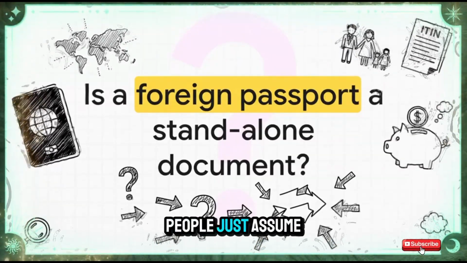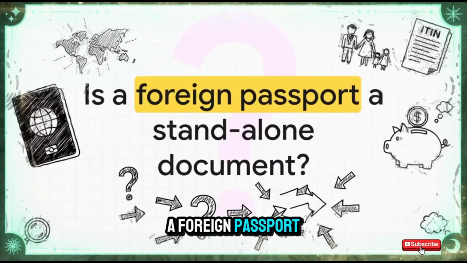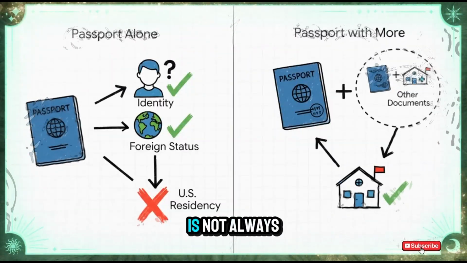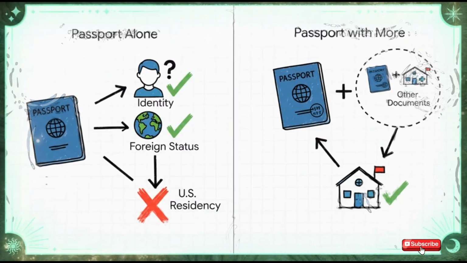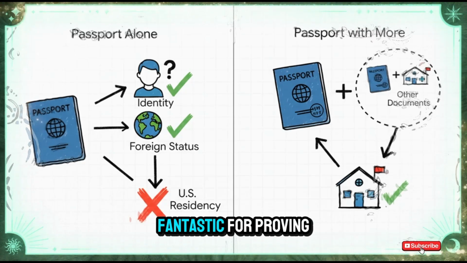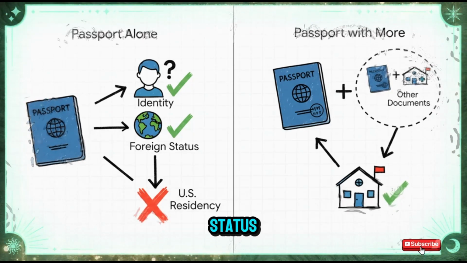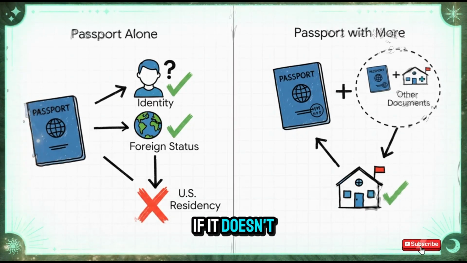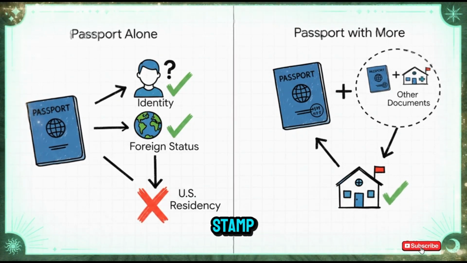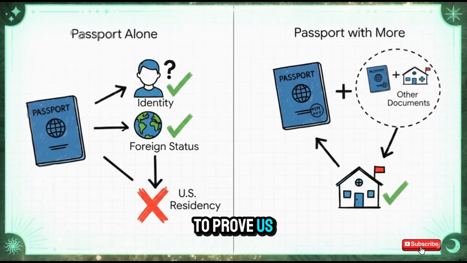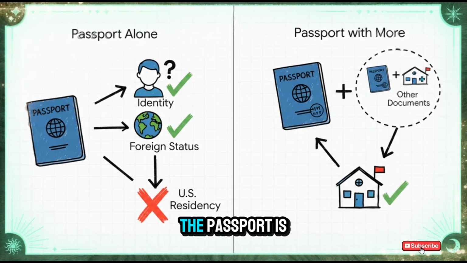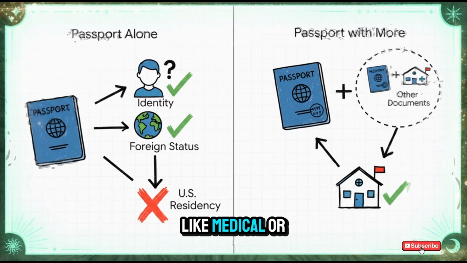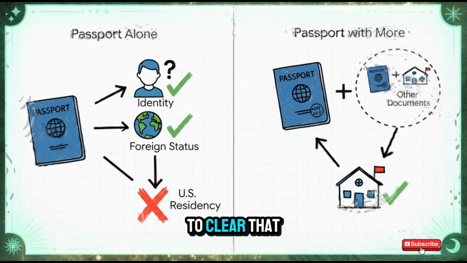This brings up a super common question and a huge potential pitfall. A lot of people just assume, well, a foreign passport should cover everything, right? But does it? And the answer is, not always. A passport is fantastic for proving identity and foreign status, no question. But, and this is a big but, if it doesn't have a US date of entry stamp, it completely fails to prove US residency. In that case, the passport is not a standalone document. You're gonna need more proof, like medical or school records, to clear that third hurdle.